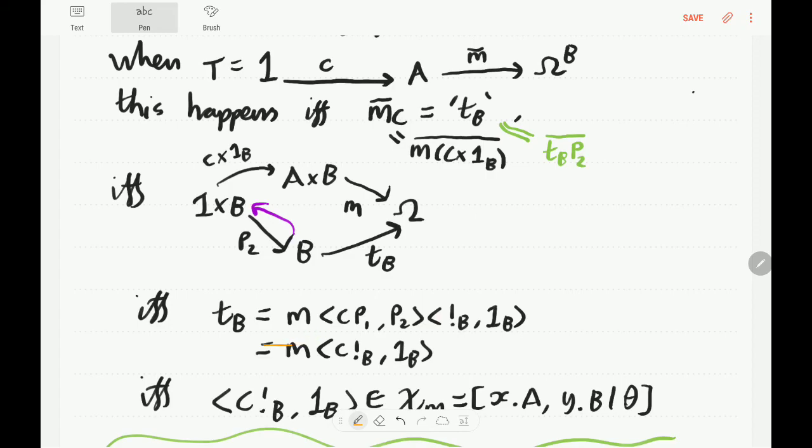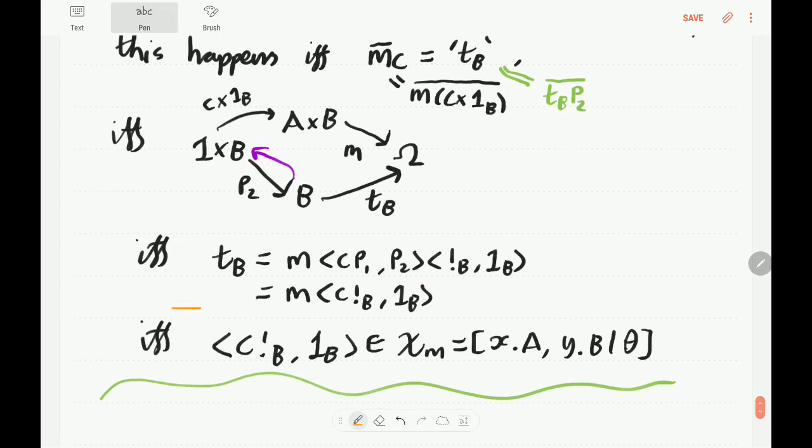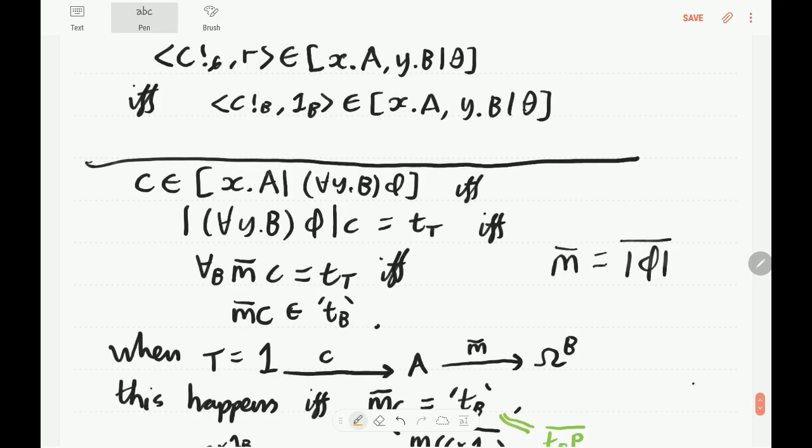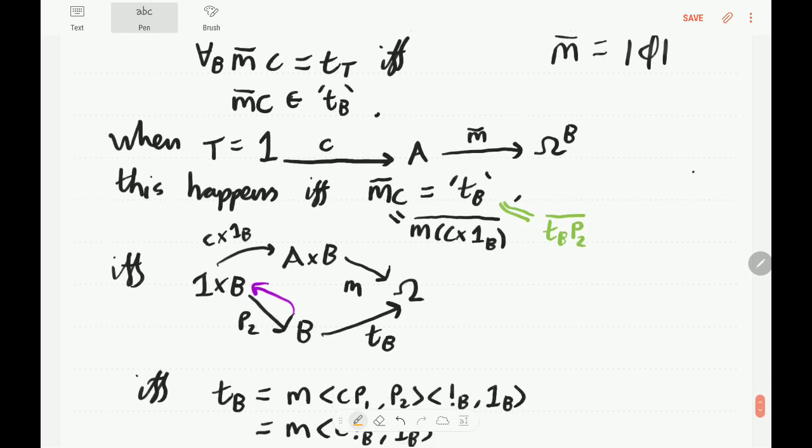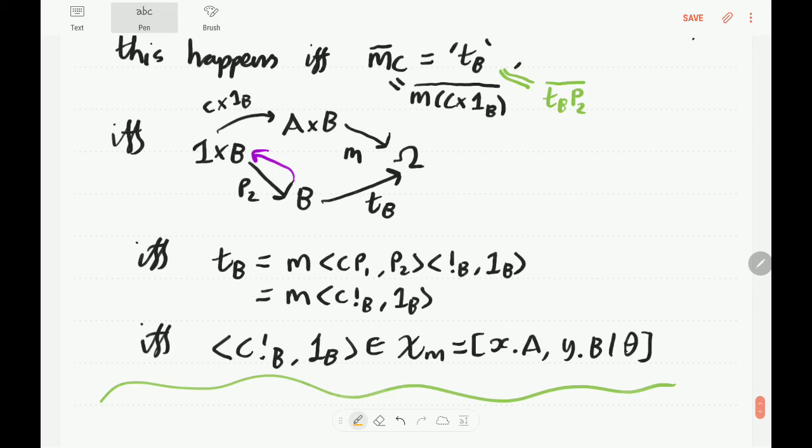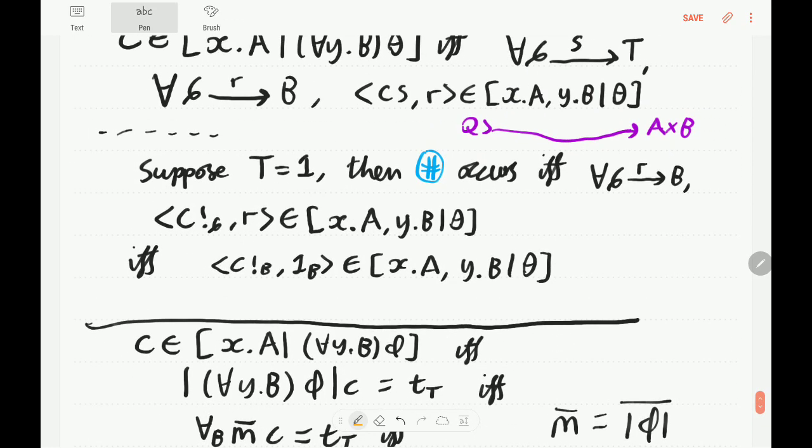And we can simplify this to m after c exclamation mark b comma 1b. So our condition then basically says that c is going to be in this extension at the top here if and only if c exclamation mark b comma 1b is in the classifying arrow of m, which is the extension of theta over x and y. And that is this result here. So there we have it.